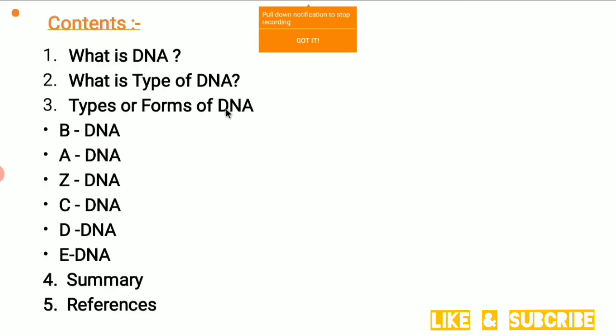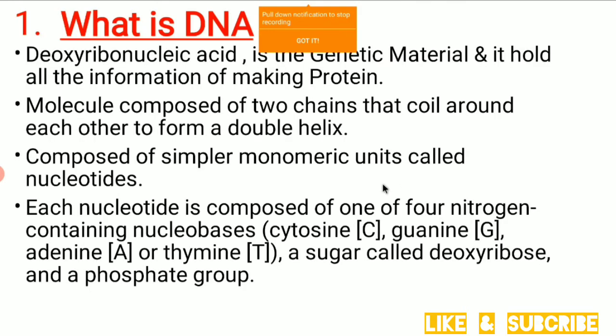So the content we discuss here: first, what is DNA, then what is the type of DNA, then the types or forms of DNA, that is B DNA, A DNA, Z DNA, C DNA, D DNA, E DNA, then the summary and the reference. Next, what is DNA first.